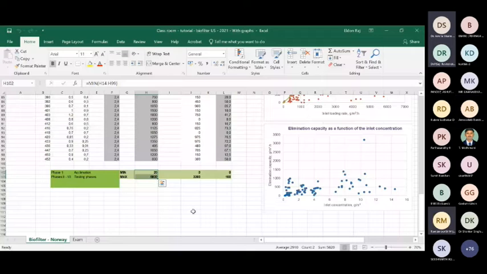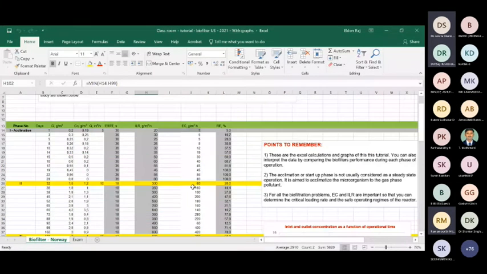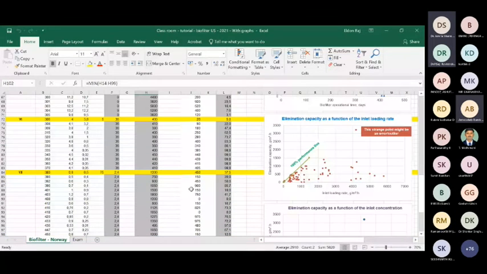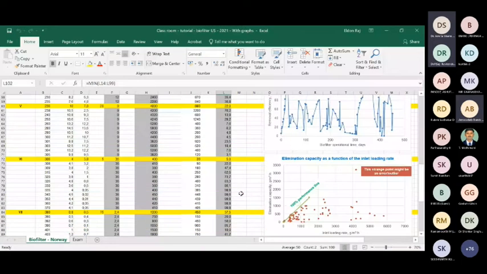And what about elimination capacity? Same thing. I got 3200. Okay, very good. And lastly, I also hope you got 0 to 100 for removal efficiency. Am I right? Yes. I got the same thing. Okay. I got the same value.